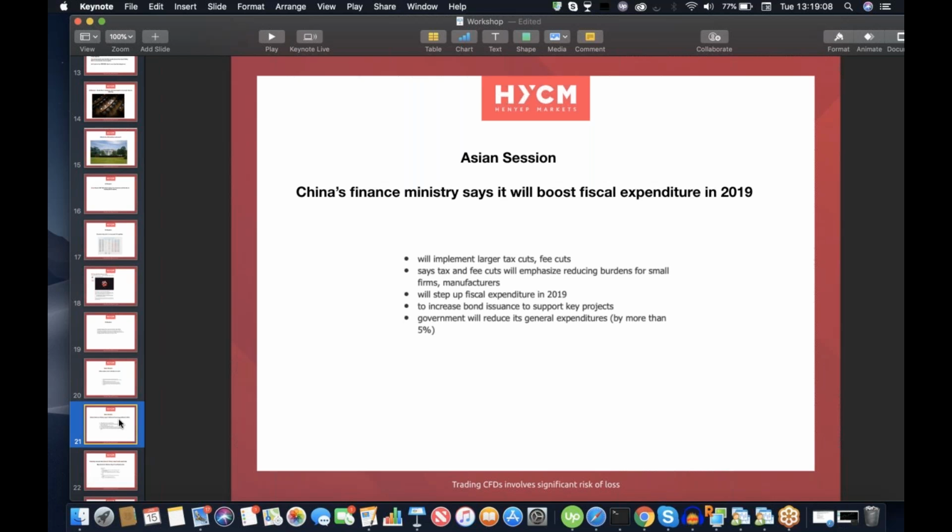They also said that it's going to boost fiscal expenditure. So we've had that implementing larger tax cuts, fee cuts. They're going to step up fiscal expenditure. They're going to increase bond issuance to support key projects, and the government will reduce its general expenditure by more than 5%. So all of this is growth positive for China, and this is particularly important because there have been concerns that the market has been really focusing on of a global growth slowdown, and China was kind of seen as the initiator of this global growth slowdown.